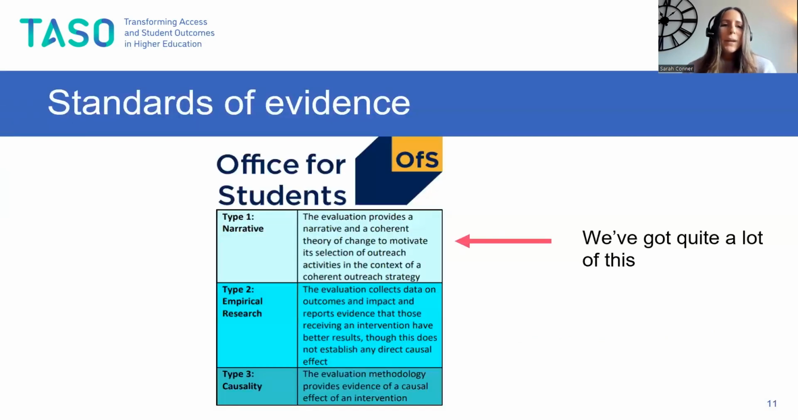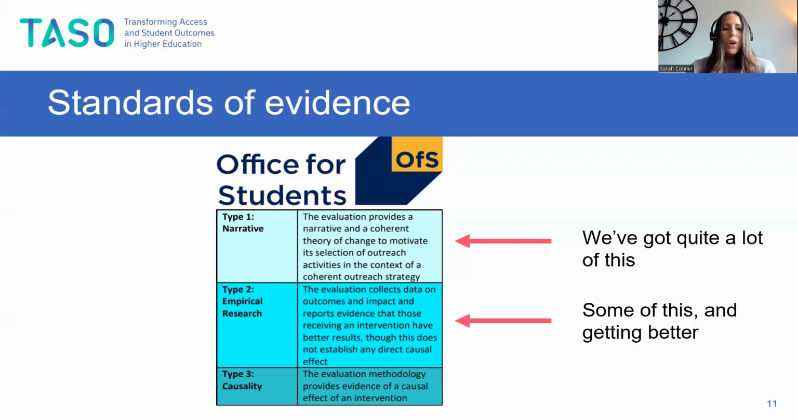So I'm going to go through types of evidence, and this is based on the Office for Students types of evidence. A lot of you may be familiar with this. It's referenced a lot in access and participation plan guidance and guidance from the Office for Students. So we have our type 1 evidence, which is narrative. This is based on having a really coherent theory of change for why we think our intervention will work. And pleased to say we've got a lot of this in the HE sector currently. A lot more people have that narrative for why they think their intervention will work.